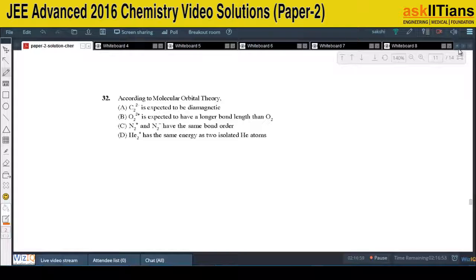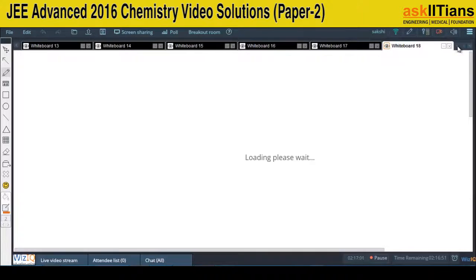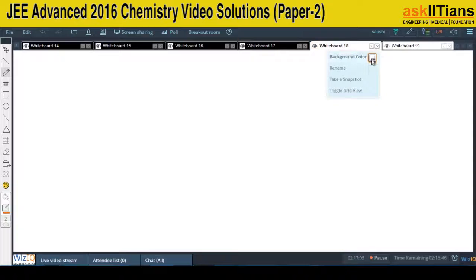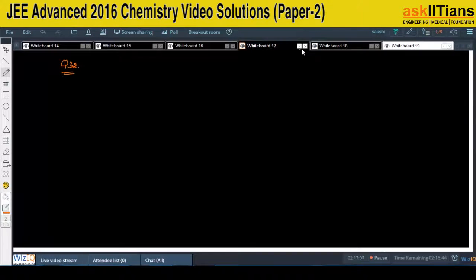So again my dear students, this all is about how we are going to decide the answers on the basis of molecular orbital theory. So again I am left with no other option but to start up with the first option. So the first option says that C2 is expected to be diamagnetic. Let us check this out.